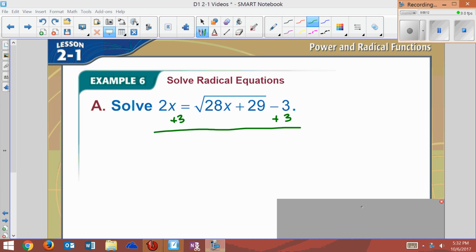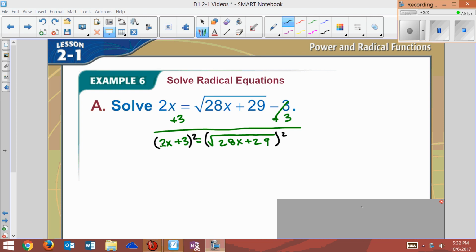As you can see on the left, that is not a like term, so those cannot combine. So it'll stay as 2x plus 3, and the right side has now become the square root of 28x plus 29. Now, to get rid of a square root, you square both sides. So I'm going to square this side.